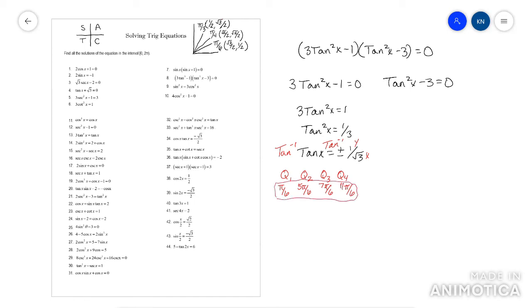And then I got to solve this other equation too. So add 3. Make it 3 over 1 since you're dealing with tan. Root it. Don't forget plus minus. So it's plus minus root 3 over 1. Inverse tan. So it's plus minus. So I'm in all 4 quadrants again.